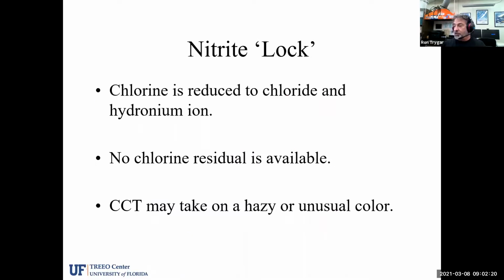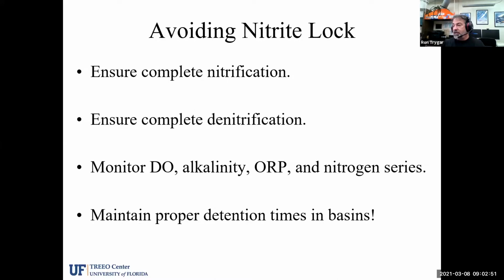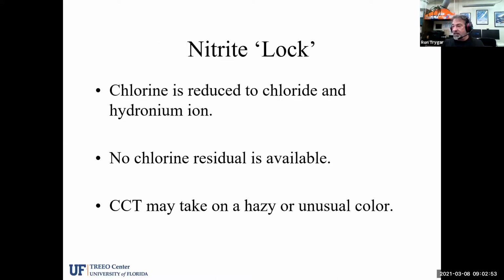So the chlorine is reduced to chloride and hydronium. There's no chlorine residual available at this time. And the chlorine contact chamber sometimes takes on an unusual coloration during this period of time, sometimes a little bit of a haziness, and sometimes it looks like a little cloudiness. So that's considered the reduction of chlorine to chloride and hydronium ion, oxidizing the nitrite. That is the nitrite lock. So the term nitrite lock is given to this.